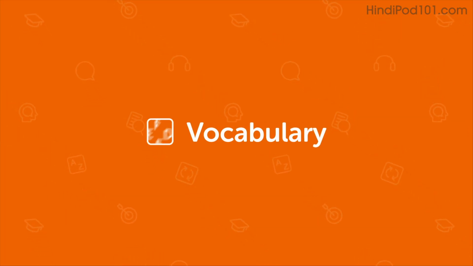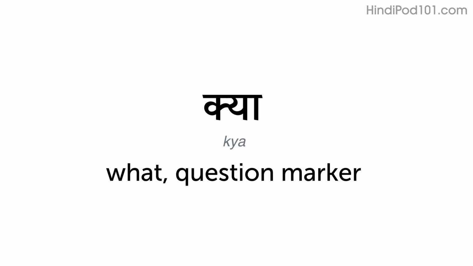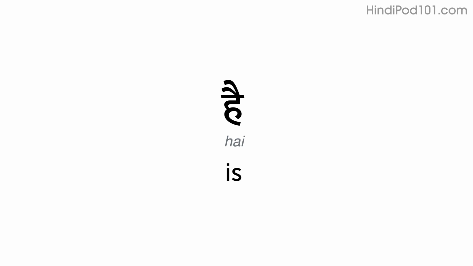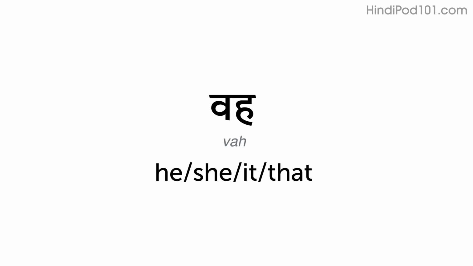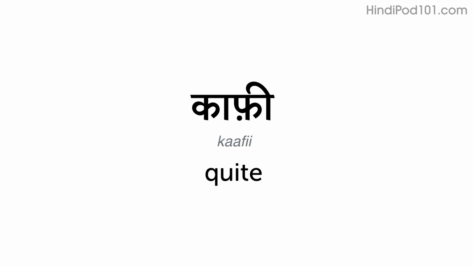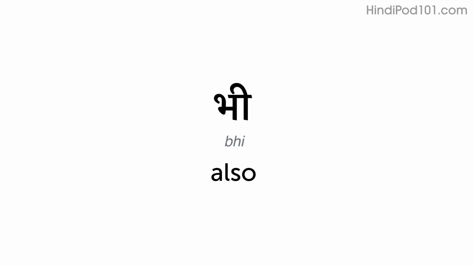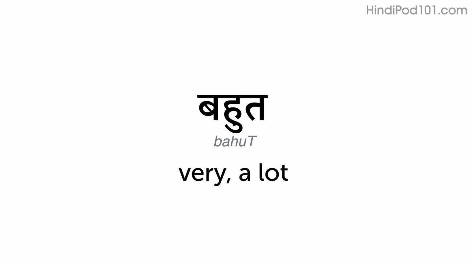Now you'll hear the key vocabulary, followed by the English translation. क्या? What? Question marker. लंबा Tall. है। Is. वो He, she, it, that. काफ़ी Quite. समझदार Intelligent. भी Also. बहुत Very. A lot.